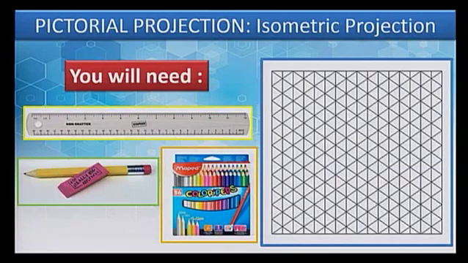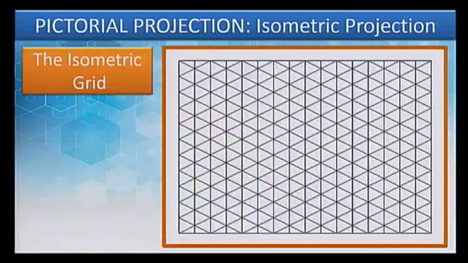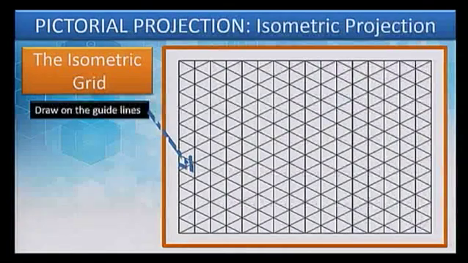So, let's go on with drawing objects in isometric projection. For that, you will need a ruler, HB pencils, an eraser, colored pencils, and isometric grid paper. To begin with, let us study an isometric grid. I'm going to use different colors to show you the different lines on the grid. We observed that there are 3 types of lines on the grid.